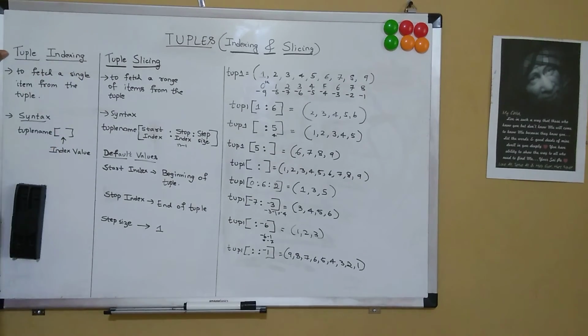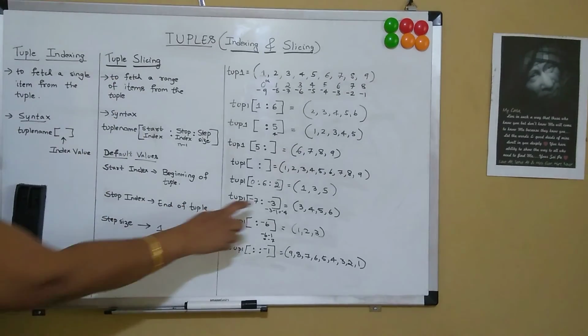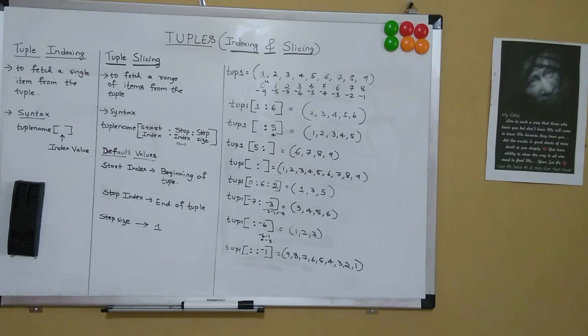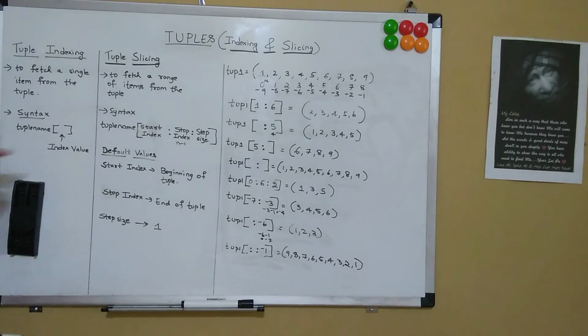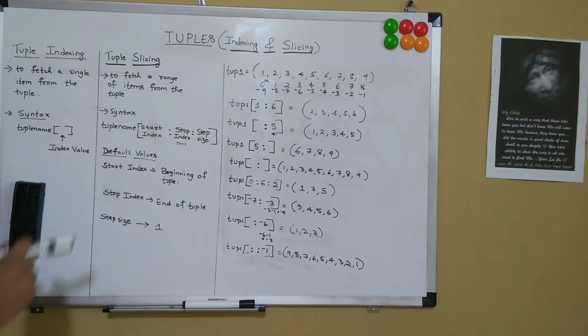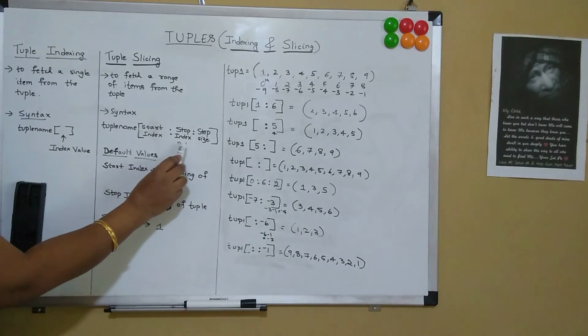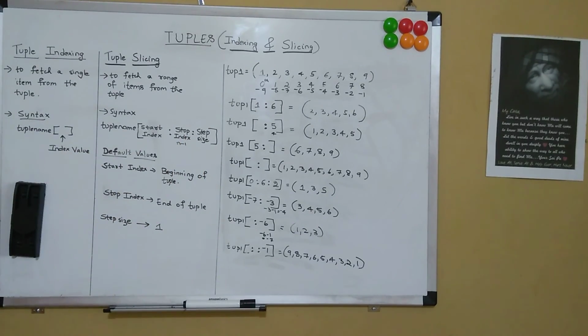Tuple indexing is fetching a single item from the tuple, whereas slicing is to fetch a range of items from the tuple. Syntax for indexing is tuple name, square brackets and the index value. Syntax for slicing is tuple name, and you have to specify the start index, stop index and the step size. So in this way we can perform tuple indexing and slicing.